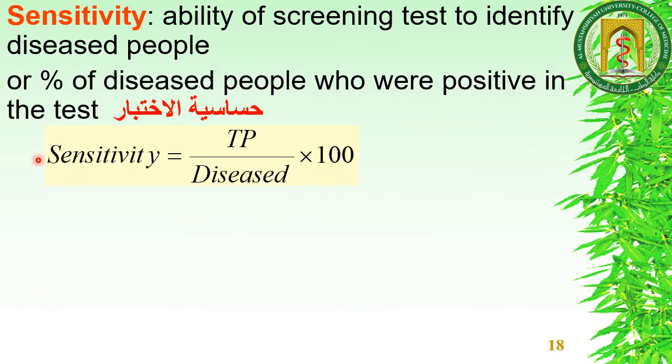What is sensitivity? Sensitivity is the ability of the test to pick up correctly, to identify correctly the diseased people. So those are the diseased people. If they are picked up correctly by the test, they will be given a positive sign by the test. It is a true positive. So sensitivity equals true positive divided by diseased times 100. It is a percentage. We can call it also the true positive percent.